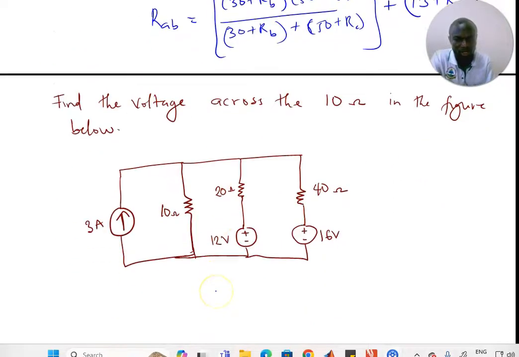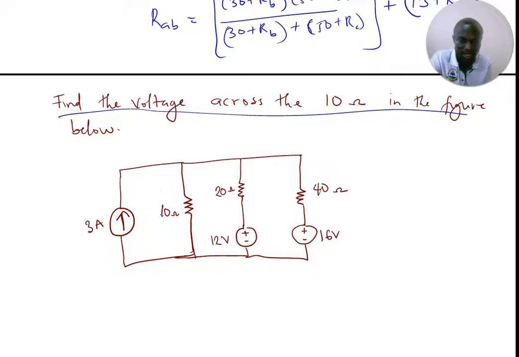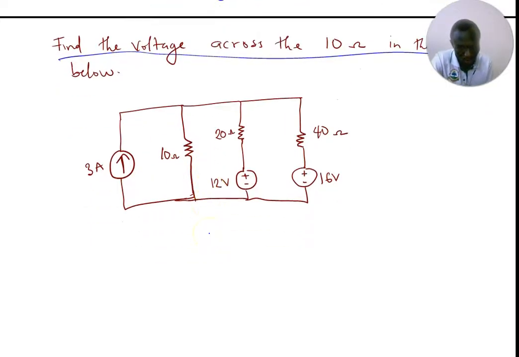Okay, so let's continue with the second question. Are you okay? What is the second question stating? The second question is saying that we should find the voltage across the 10 ohm resistance in the figure below. You get it? Yes. So how do you do it? It's very simple as well.